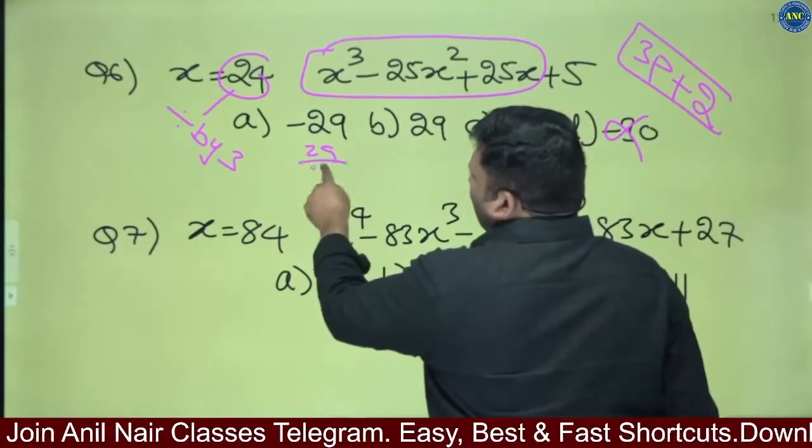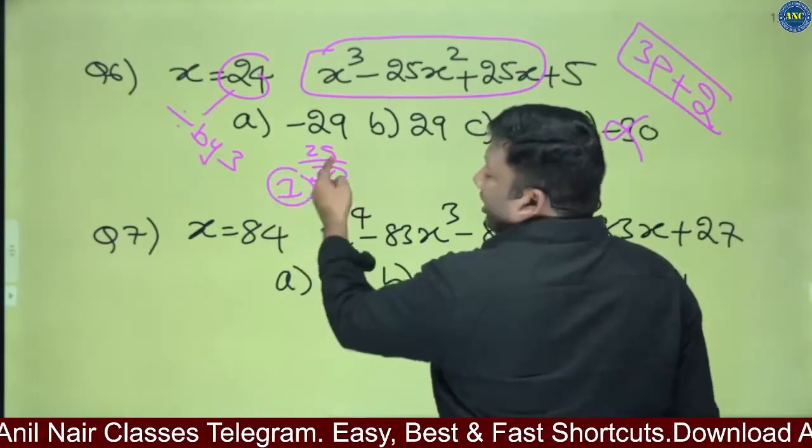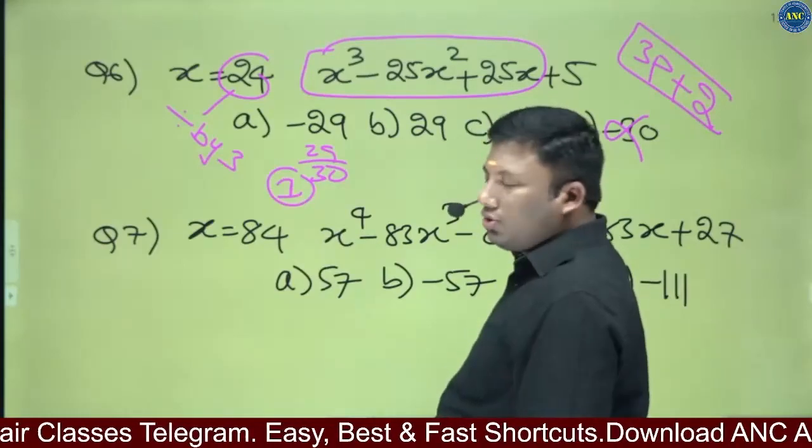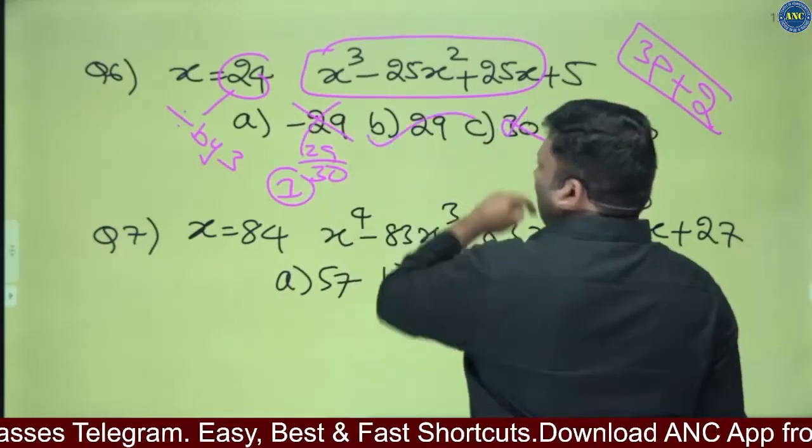29 divided by 3, the remainder is 2, so it is 3 into something plus 2. 30 is 30 ones are 30, so minus 1, minus into minus plus 1. I want 3k plus 2 only.